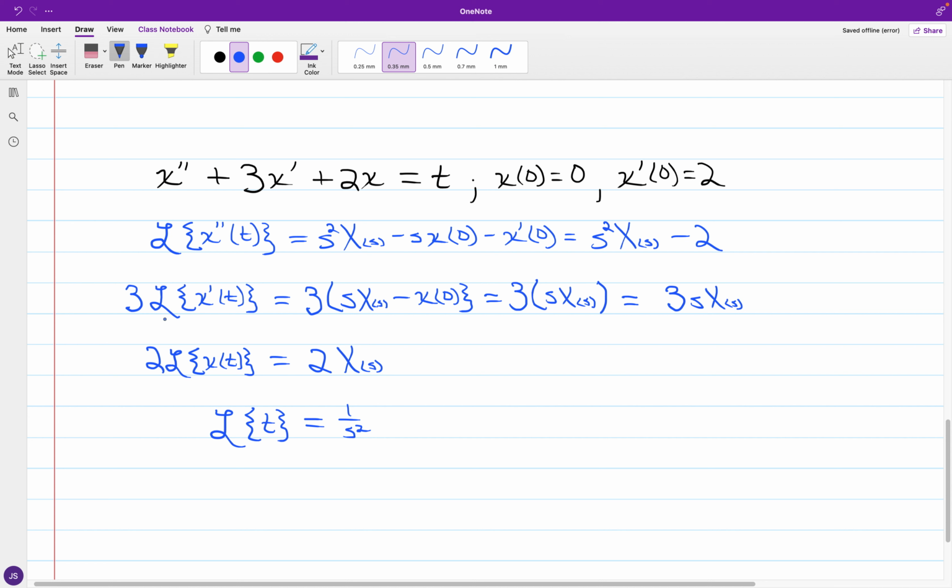And we have 3 times the Laplace of x prime of t. Again, we have 3 times the quantity of s times the Laplace x of s minus x naught.